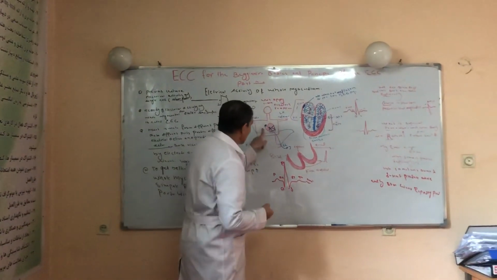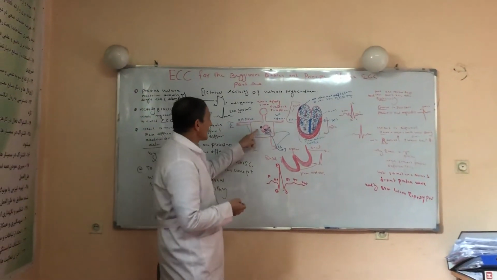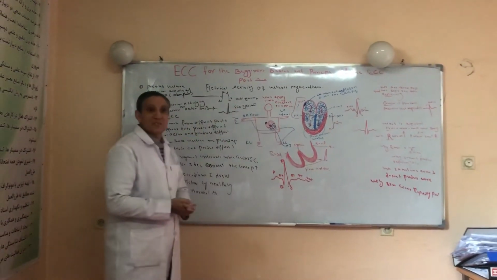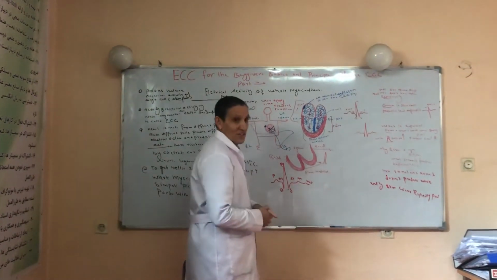Indirectly, the SA node leads to depolarization of the atrium. When the atrium produces a well-defined P wave, it represents that the atrium is stimulated by the SA node.